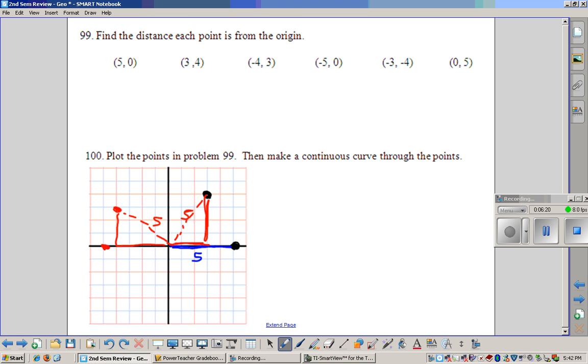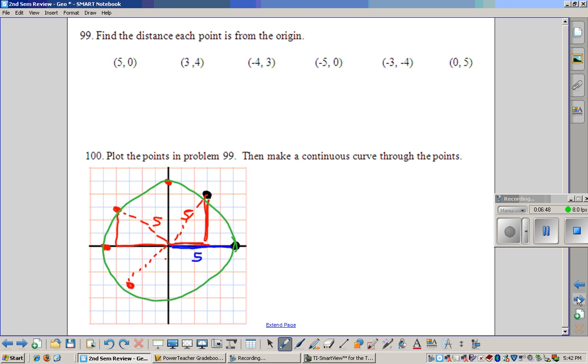Negative 5, 0. That's 5 away. Negative 3, negative 4. That's 5 away from the origin. And 0 and 5. That's 5 away. If you make a continuous curve, you end up with a circle. This probably won't be a very good circle, but all of those points lie on a circle.